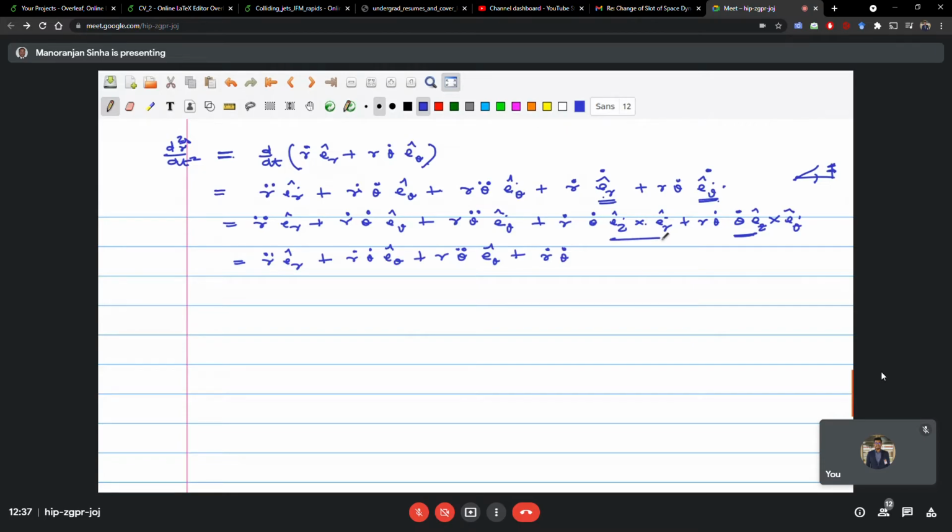Ez cross ER is nothing but E theta cap, theta dot square. And in this vector, Ez times E theta, we have the vector ER, the perpendicular vector E theta, and the Ez vector. So Ez cross E theta will be minus ER. Now plug together the singular vector terms.